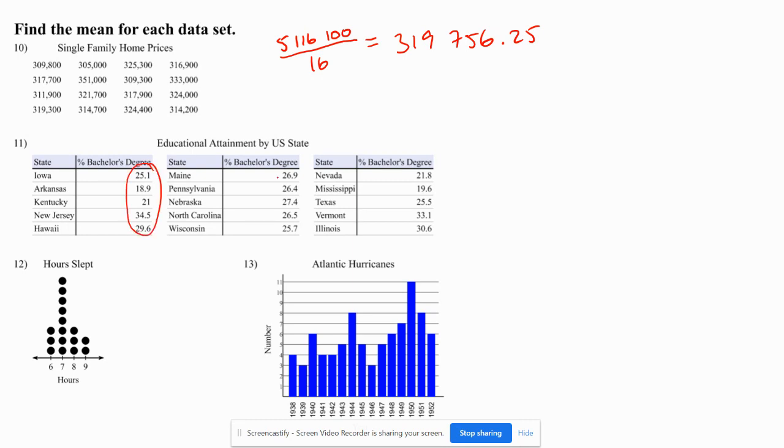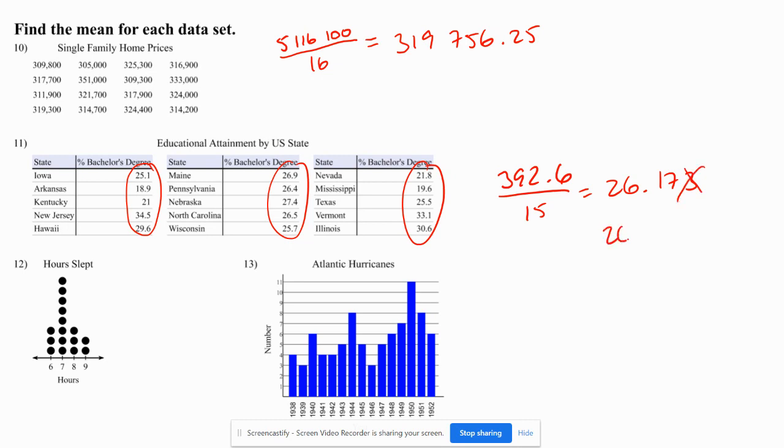Looking at question number 11, the table. I'm just focusing on my numbers. So I'm going to add them all up. And I happen to have 392.6. Like I said, I'm using a calculator here. I'm typing those in, and I'm going to divide this by how many numbers I have. Happen to have 15 of them. 392.6 divided by 15, according to my calculator, is 26.173. My third decimal place is too small because it's 4 or less, so I'm going to ignore it. My answer is 26.70.